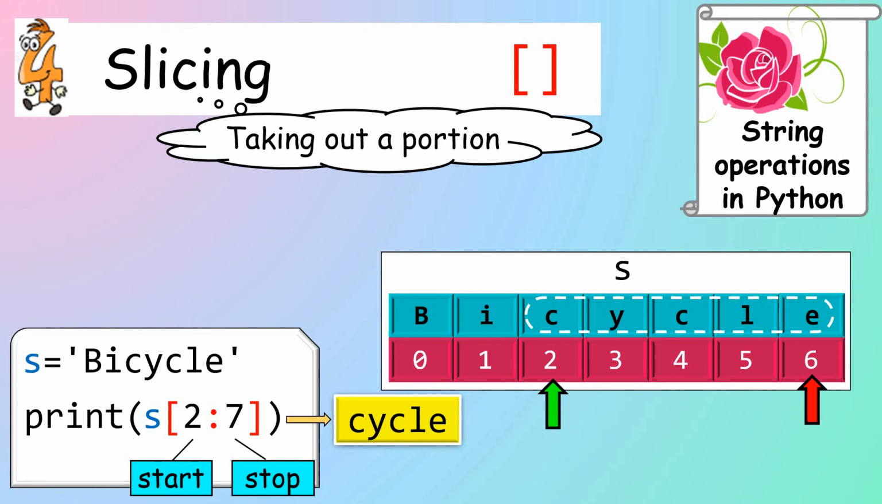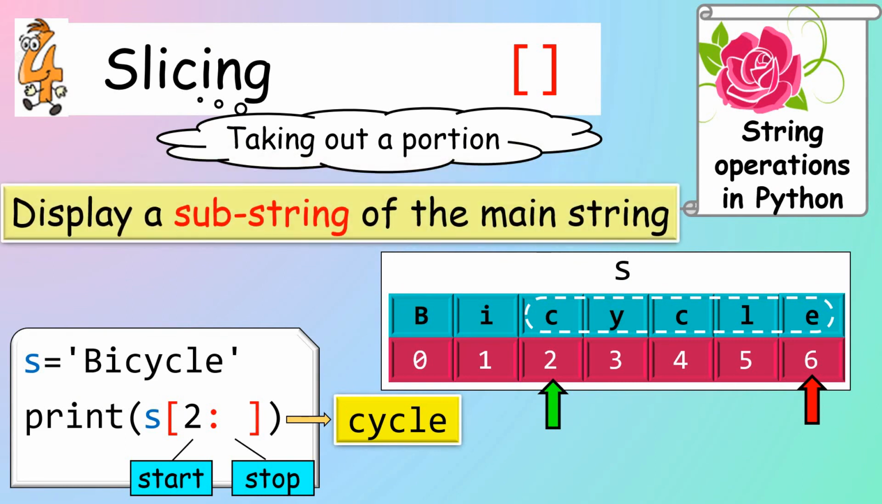So here, since the stop value is up to the last character of the string, you can omit the stop value also. The default value of stop is the end of the string. So by omitting the stop value, Python will take the substring, slice up to the end of the string. The slicing operation is used to display a substring of the main string. So I will show you another example.